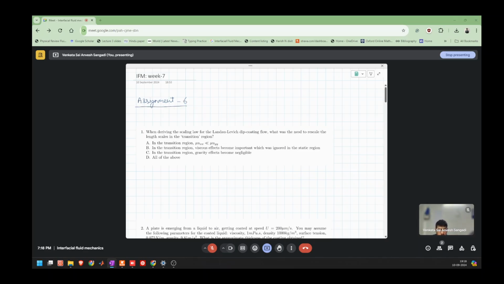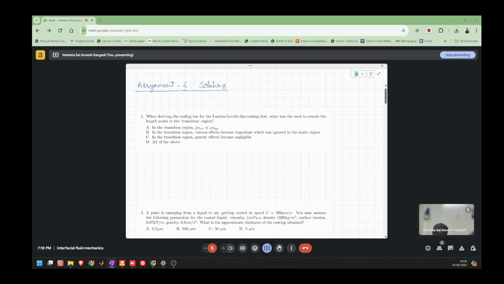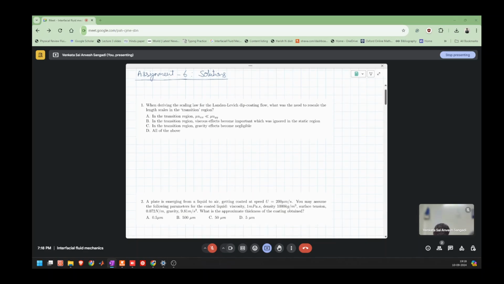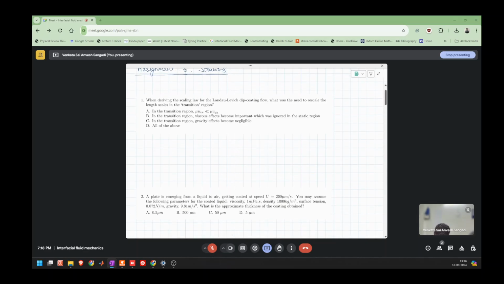So this is the assignment 6 solution. Let's go with the first question. When deriving the scaling laws for Landau-Levich dip coating, what was the need to rescale the length scales in the transition region? So let's look at the options we have.